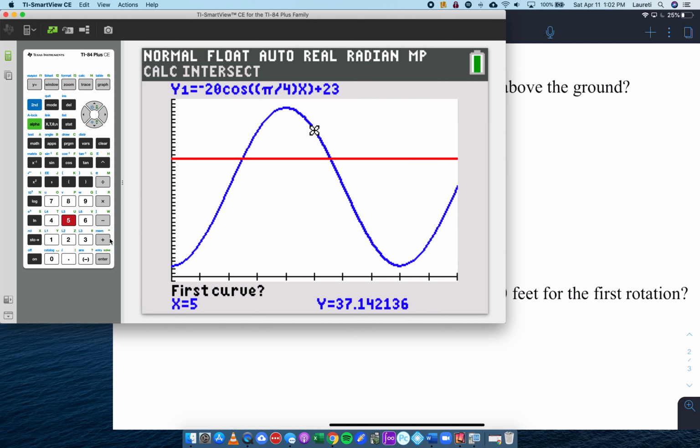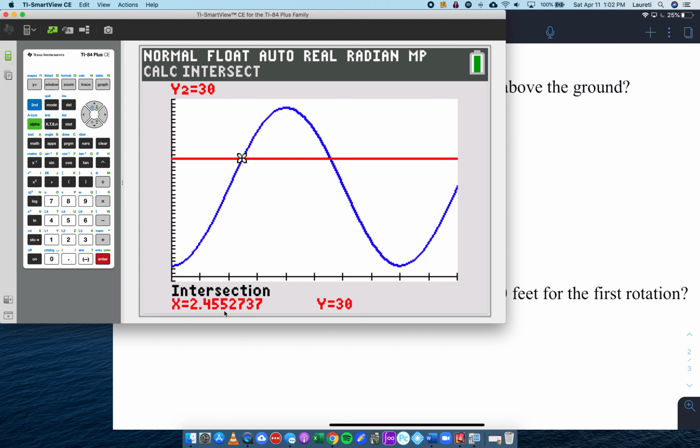So 5. Now this blinking X comes up, right? So what we're going to do is we're going to move that over so that it's closer to where the intersection is. Okay, and then from there, you just hit enter 3 times. 1, 2, 3. Okay, so your answer is this X value right here. So after 2.455 seconds, that's when it hits 30 feet above the ground.